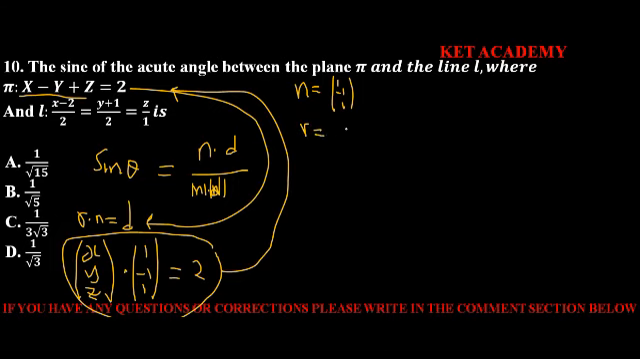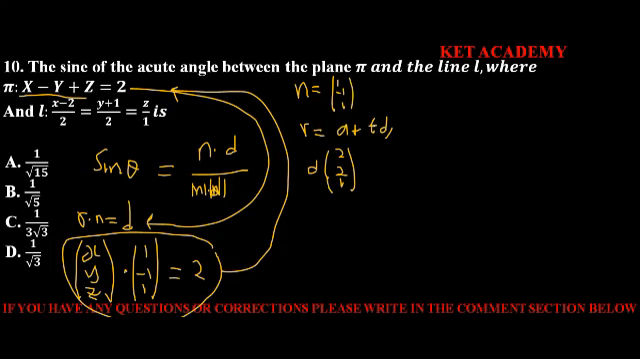The general formula is r equals a plus t times d, where d is the direction vector and t is a parameter. From here we can easily get it. The direction vector d will simply be the coefficients in the denominators of each of these terms, so it will be 2, 2 and 1. That will be the direction vector.